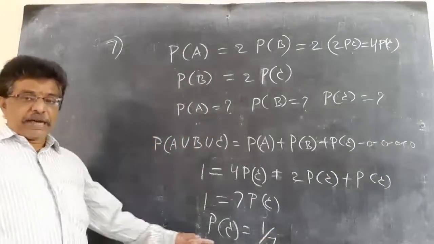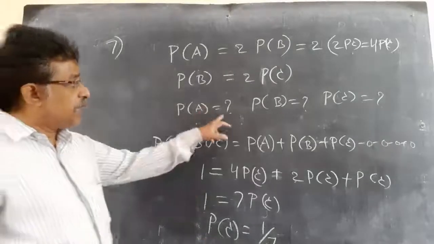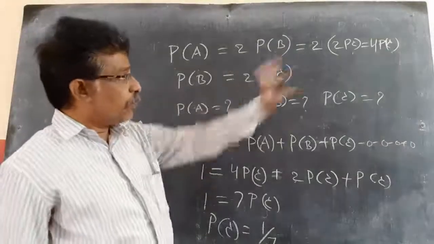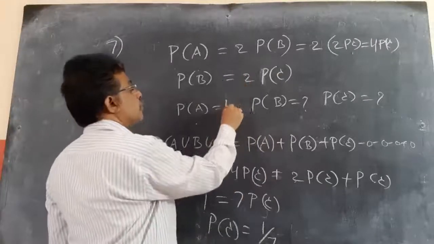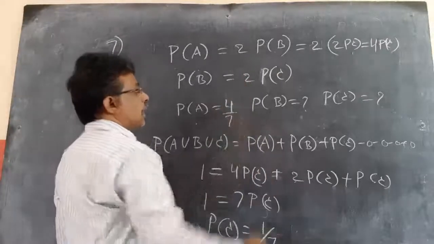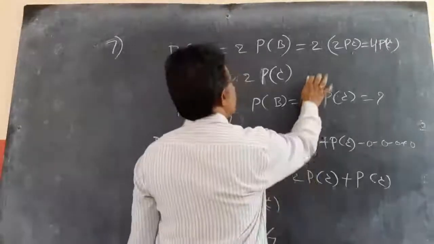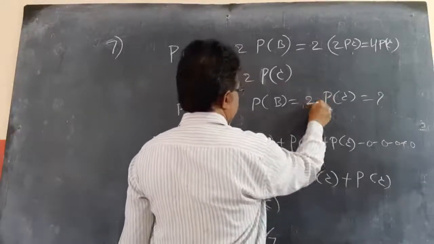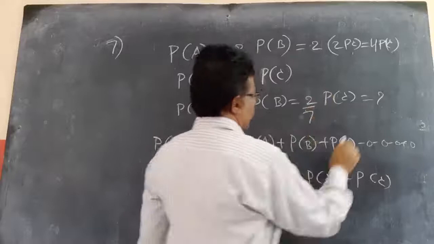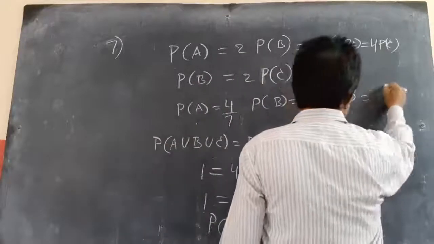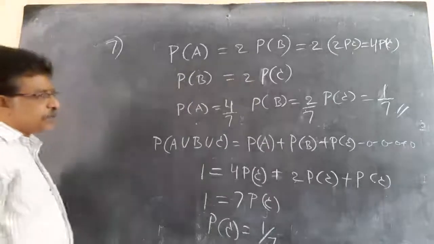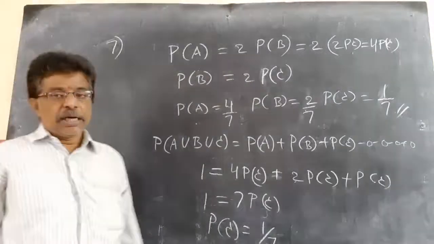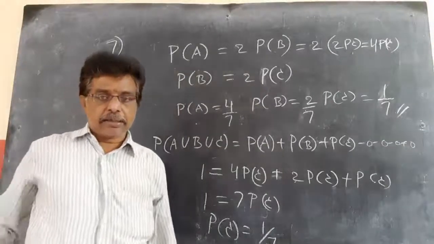So whenever P of C is 1 by 7, automatically P of A is 4 into P of C. So now P of A becomes 4 by 7. And P of B becomes 2 into 1 by 7, which is 2 by 7. And P of C we just found is 1 by 7. So P of A is 4 by 7, P of B is 2 by 7, and P of C is 1 by 7.